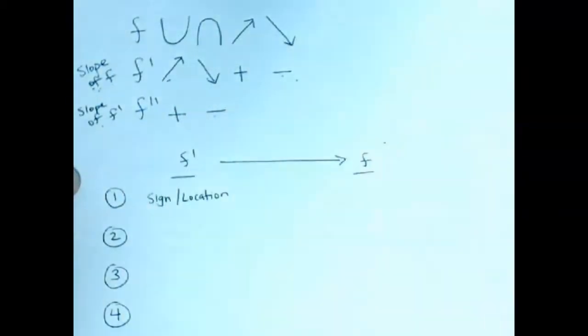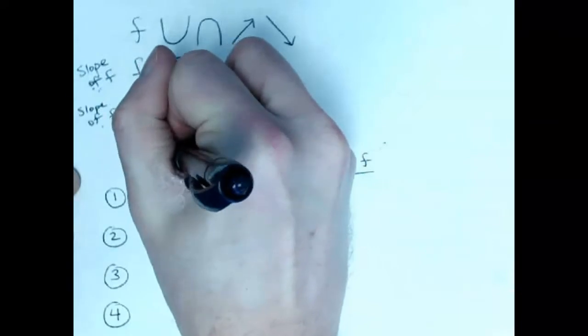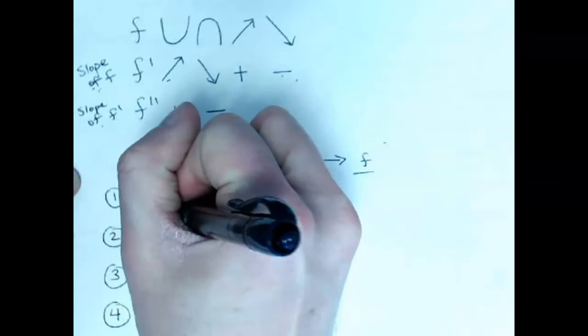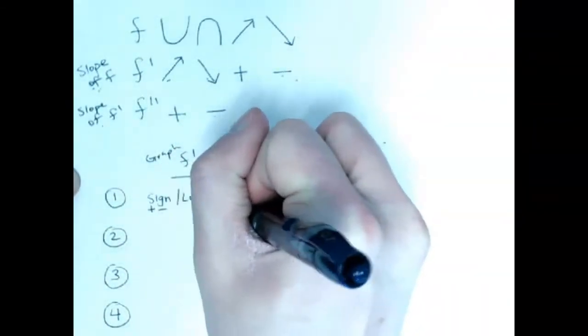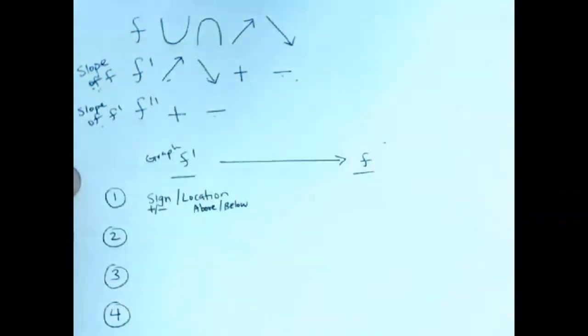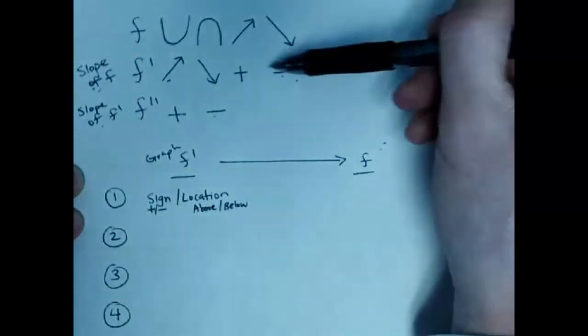Remember, this is if you're looking at the graph of your first derivative and you're trying to answer questions about that original function f. Okay, the sign, whether it being positive or negative, or the location, I mean above or below, right? You can think about it either way: positive is above, negative is below. So you can think about it as the sign or the location, but that's going to end up telling me the sign of the first derivative, that tells me the slope of the original function. It tells me the behavior.